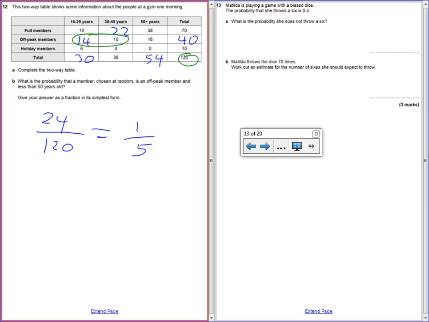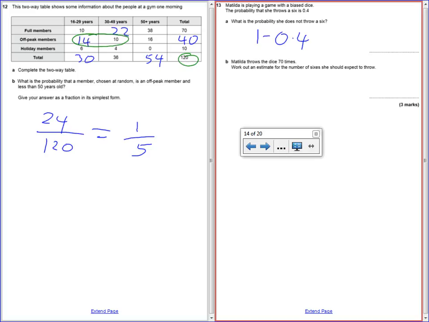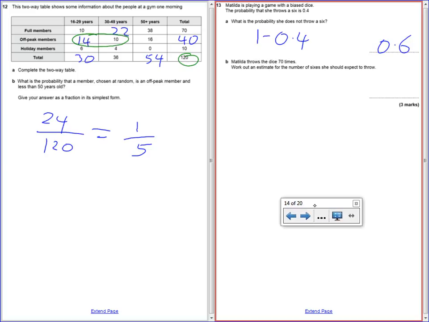Number 13, we've got a biased dice. Probability of throwing a 6 is 0.4, so the probability of not throwing a 6 must be 1 minus 0.4, which is 0.6. And then if she throws it 70 times, well, 0.4 is 4/10, so you expect her to get a 6 4/10 of the time. So if she throws it 70 times, you expect her to get a 6 4/10 of 70 times. 4/10 of 70, or 1/10 is 7, so 4/10 is 4 times that, which is 28.